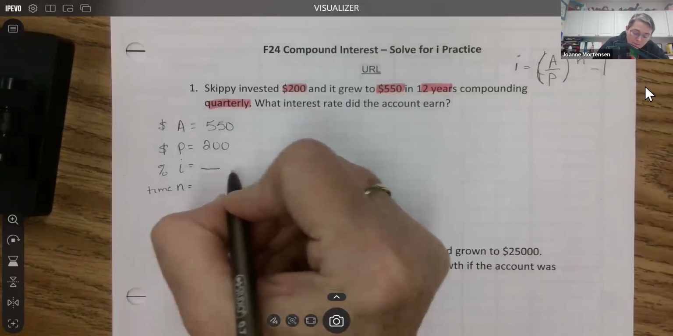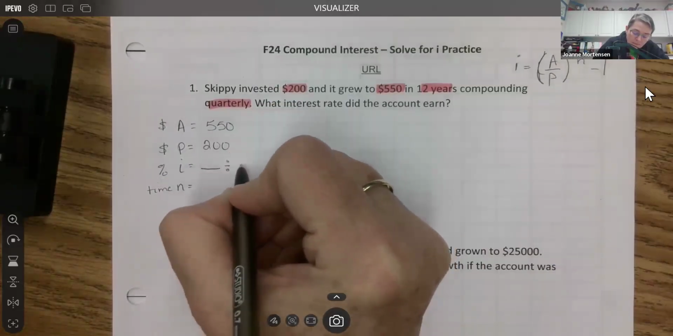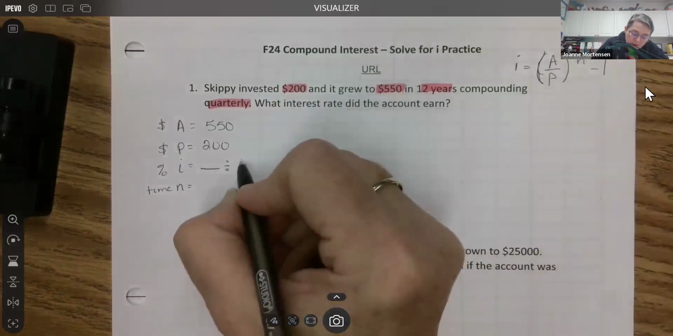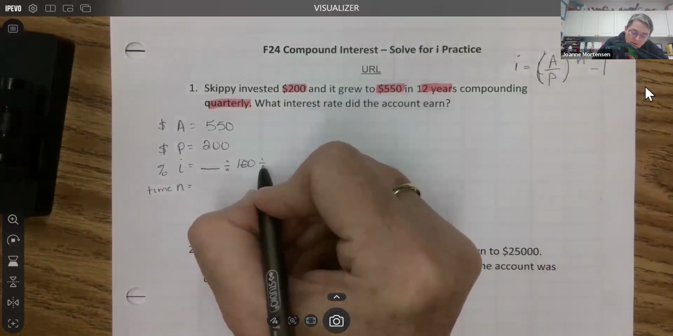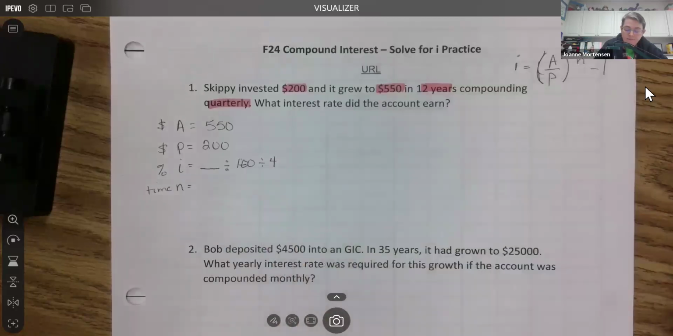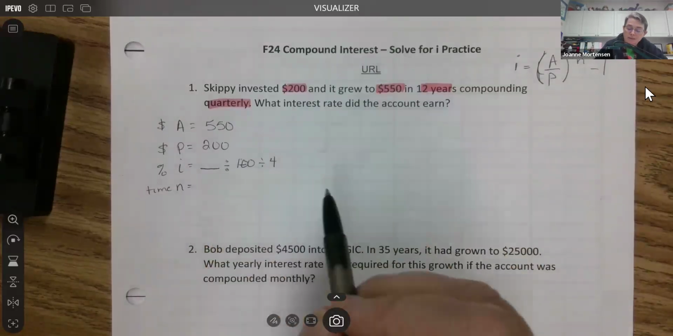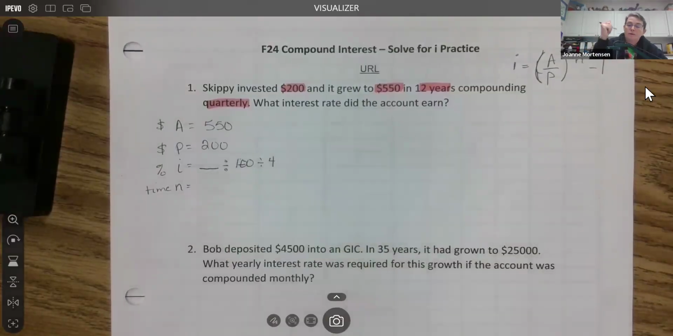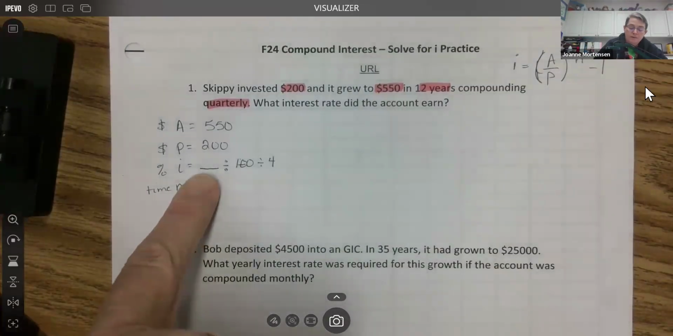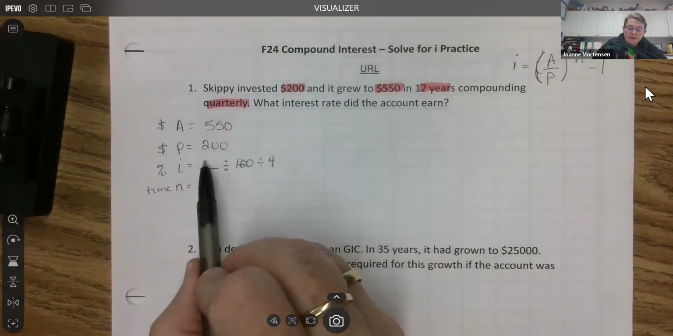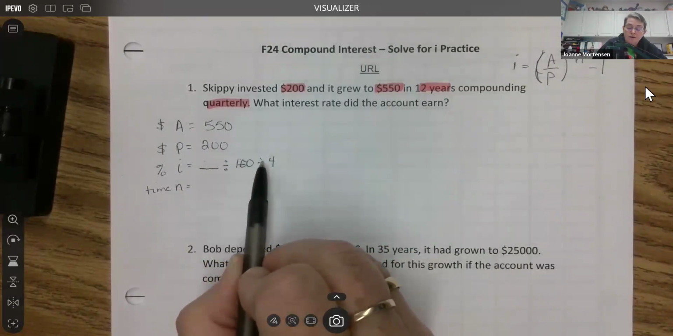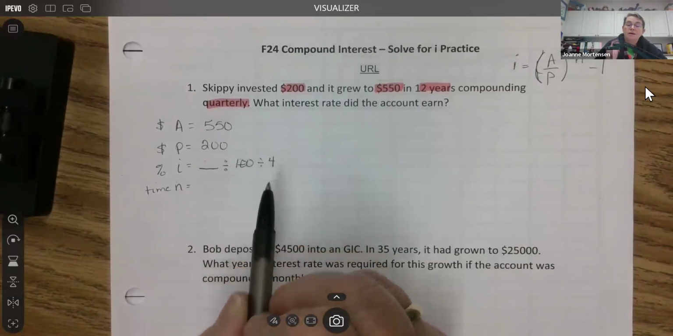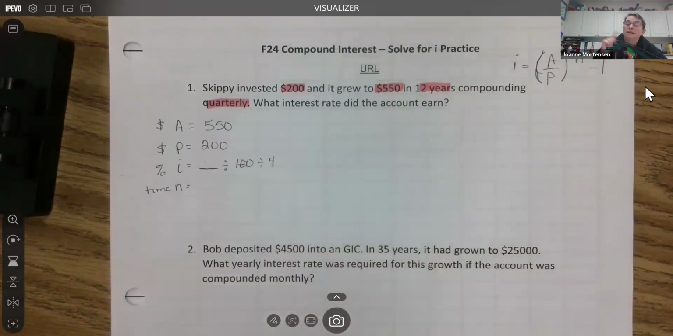So remember, divide by 100, divide by 4, because it's quarterly. I do this to remind me that whatever answer I get when I do my calculations, I have to work backwards to get to this point. Normally I have the percent and I divide by 100 and I divide by 4. So writing this out reminds me I'm going to have to multiply by 100 and multiply by 4 to get back that way.